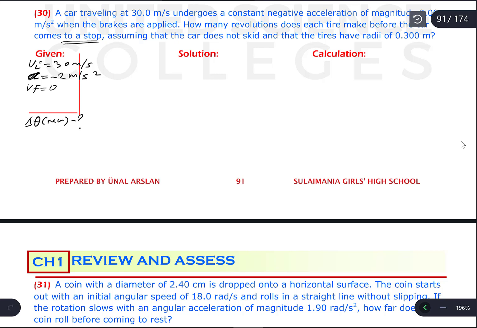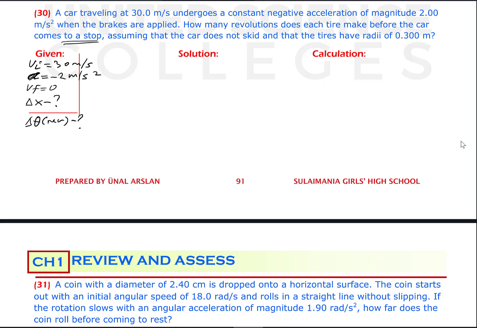This is an angular quantity, but all the givens are linear. Initial speed is given linear, acceleration is given linear, final is linear. So what should we do? First, let's calculate the linear quantity, which is the displacement, how far this car travels before coming to rest, which is delta x. In the 11th grade you learn delta x, in the 12th grade we say delta s. So let's calculate delta x first. After that, from this delta x, let's try to calculate delta theta.